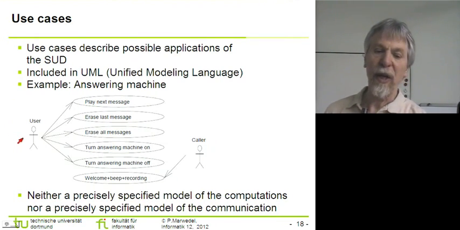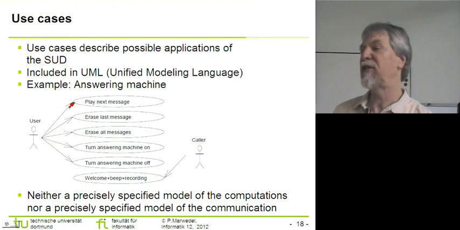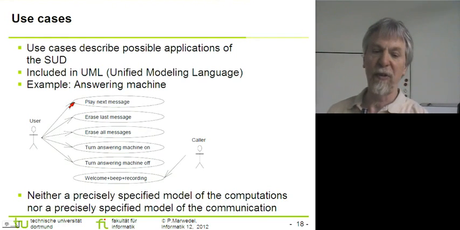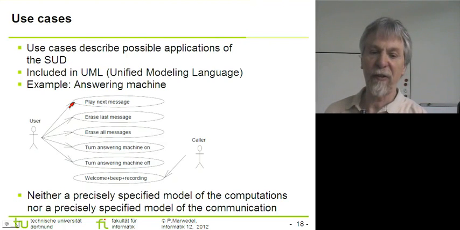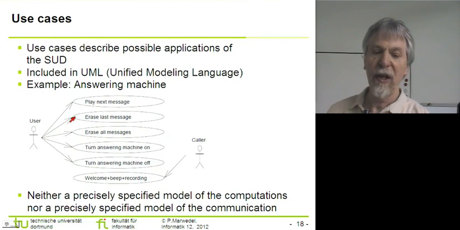There we have two persons. We have a user and we have a caller. And then the user expects a certain number of use cases to be supported. So it should be possible to play the next text for an answering machine. It should be possible to erase the last message from an answering machine. It should be possible to erase all messages. It should be possible to turn the answering machine on and off.